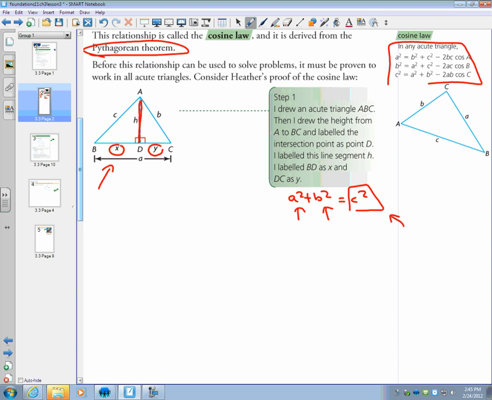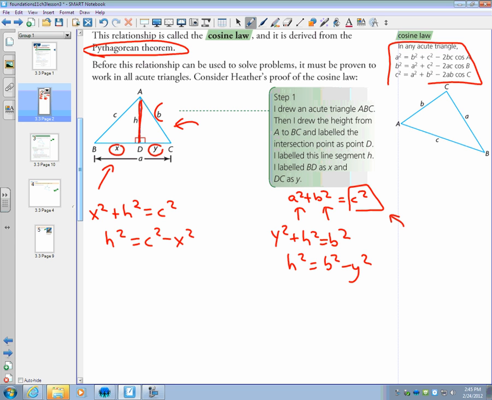In this case, I know that x squared plus h squared is equal to c squared. Solving for h squared, I get h squared is equal to c squared minus x squared. In my other triangle, I have that y squared plus h squared is equal to b squared. Solving for h, I get h squared is equal to b squared minus y squared. And again, that's important because these are my hypotenuses. Those have to be on the edge. The two other legs squared add up to equal those.